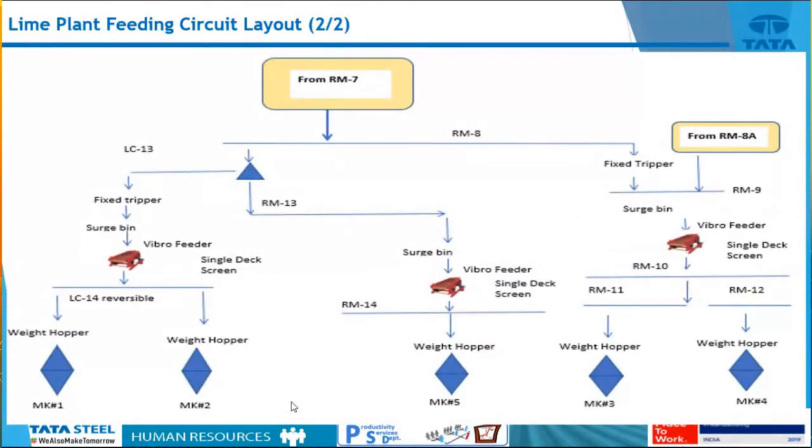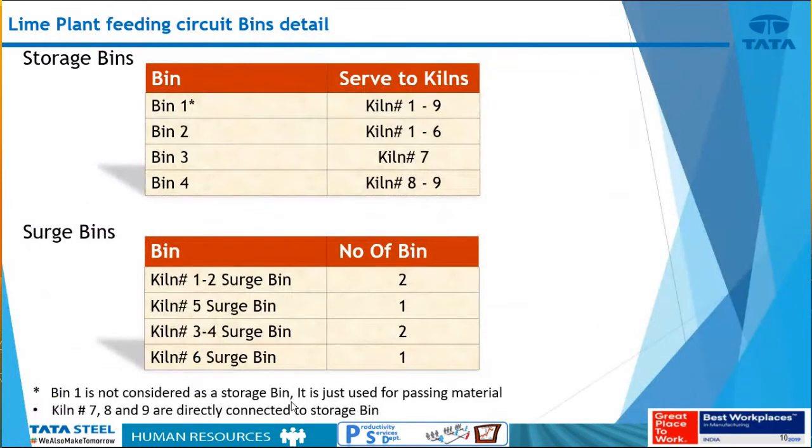So, this is the circuit for kiln number 1 to 5. We have seen there are 4 bins: bin 1, 2, 3, and 4. Bin 1 is not considered a storage bin. This is just for passing the material, and bin 2 is the storage bin, and it serves kiln number 1 to 6. Bin 3 serves kiln number 7, and bin 4 serves 8 and 9 kilns.